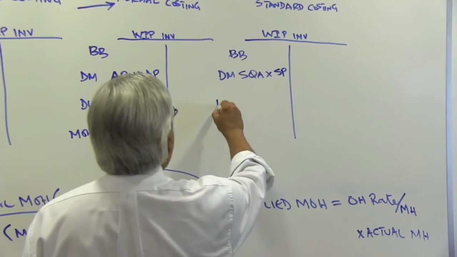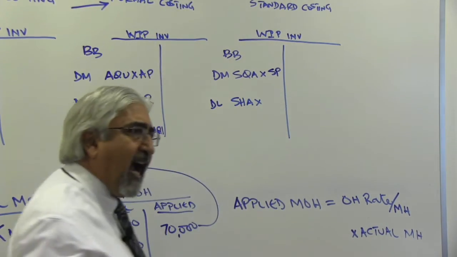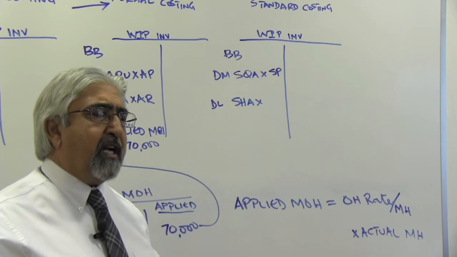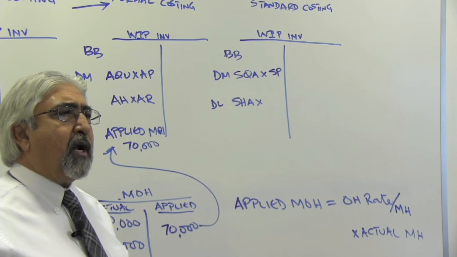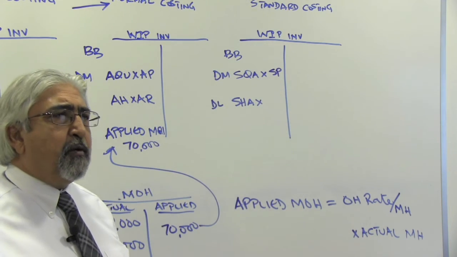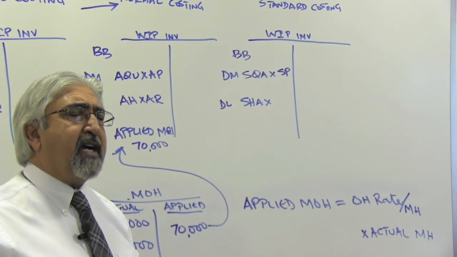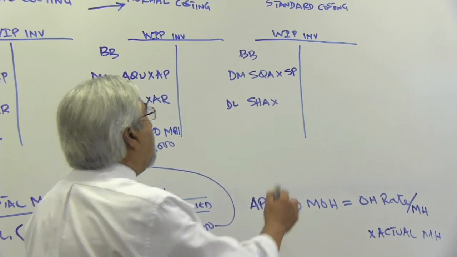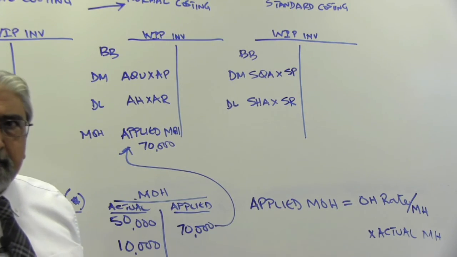Standard quantity allowed for actual output multiplied by the standard price. For direct labor, this would be standard hours allowed for actual output. So, let us say your output is 10,000 units. Under the standard, you are allowed 2 direct labor hours per unit. This number would be 20,000: 10,000 units times 2 standard hours per unit, multiplied by the standard wage rate.